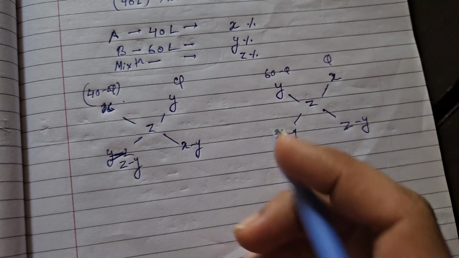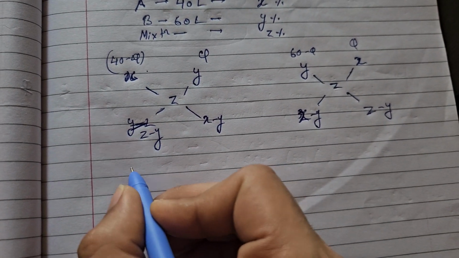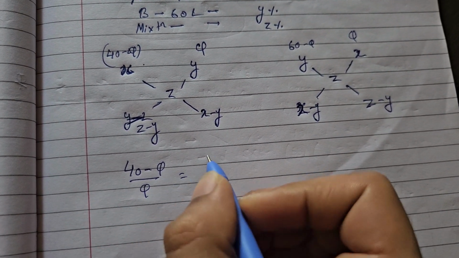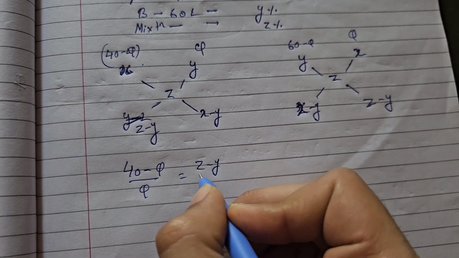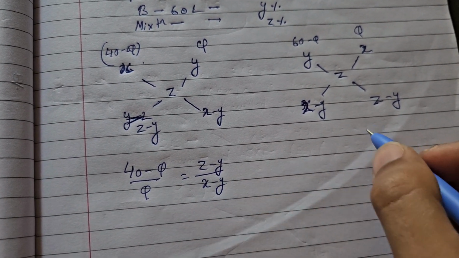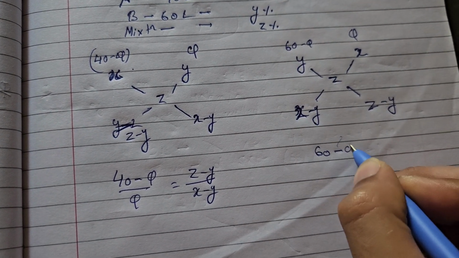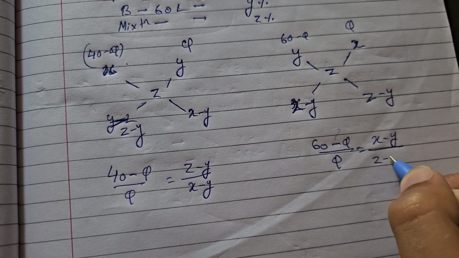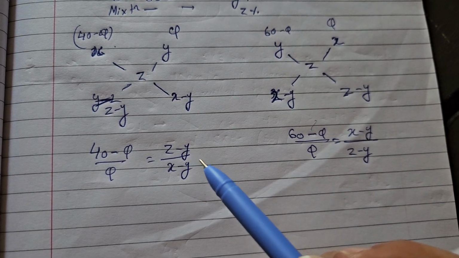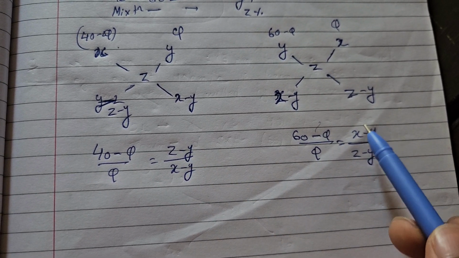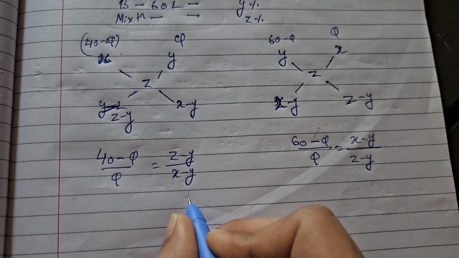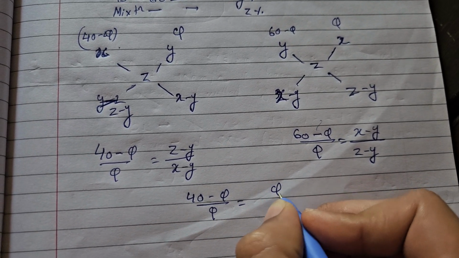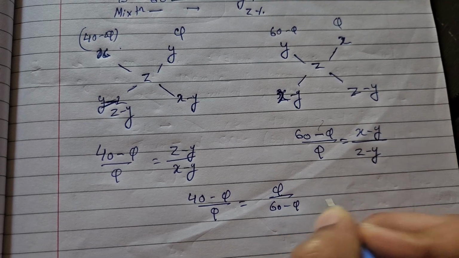Okay. Now using the alligation process, we get (40 minus Q) upon Q to be (Z minus Y) upon (X minus Y). Over here we get (60 minus Q) upon Q to be (X minus Y) upon (Z minus Y). Now you can clearly see that this is the inverse of this equation. So therefore from here we'll have (40 minus Q) upon Q is equal to Q upon (60 minus Q).